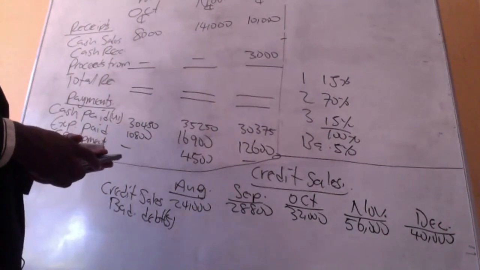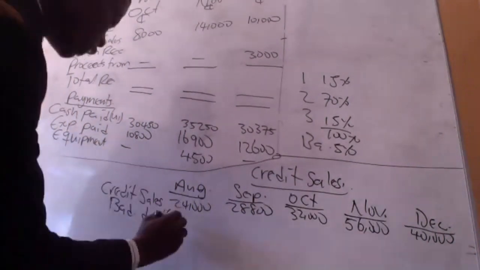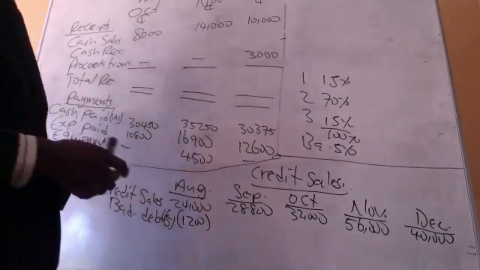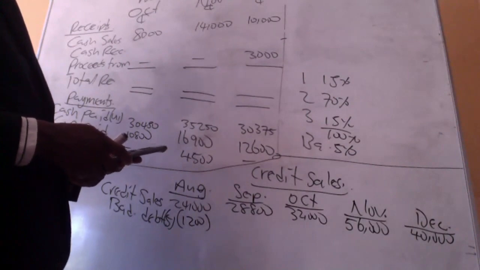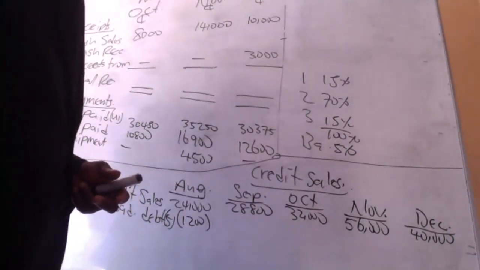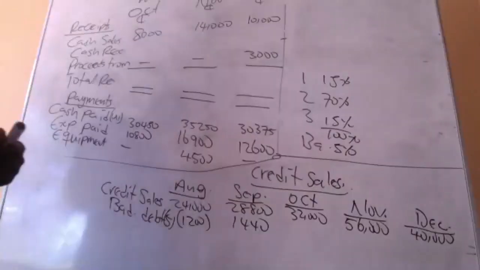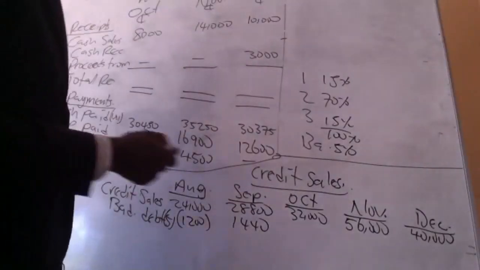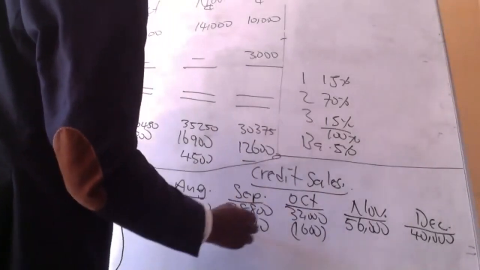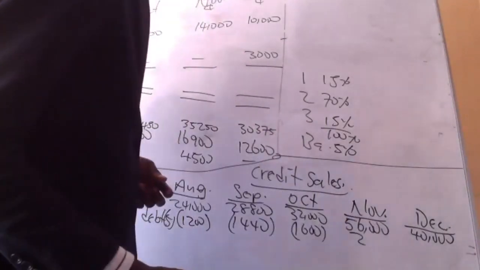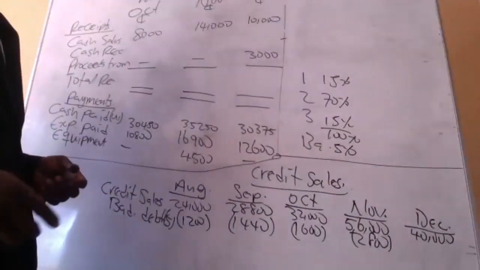1,200. Good, so 1,200. And then you less it. Then we go to September: 1,440. Good. And then the next one: 1,600. Then the next one: 2,800. Good. And then lastly, 2,000.